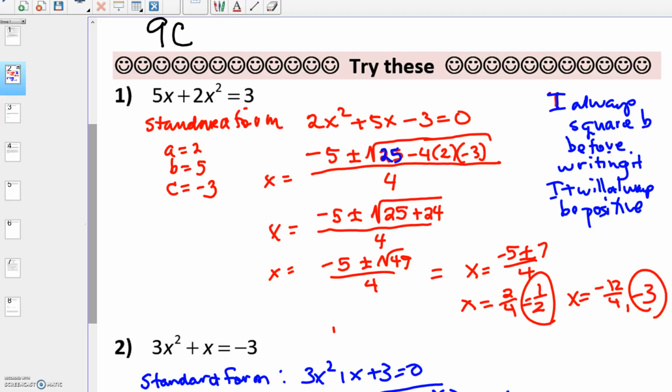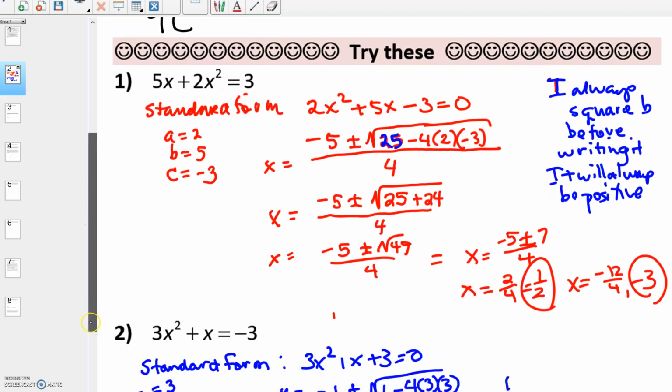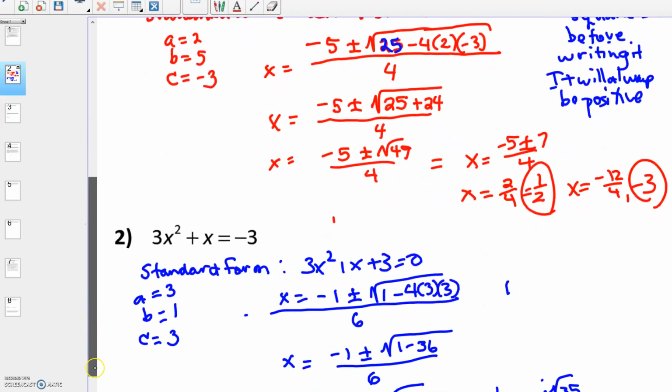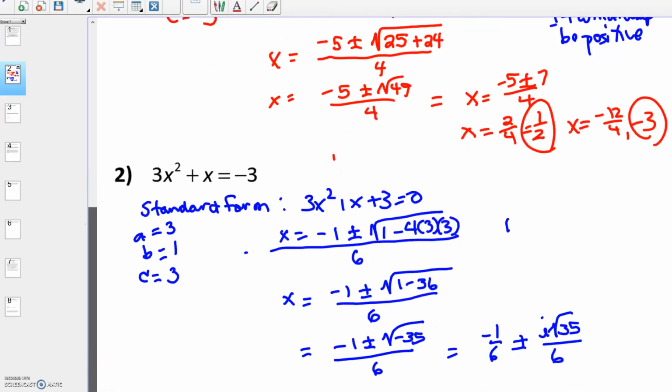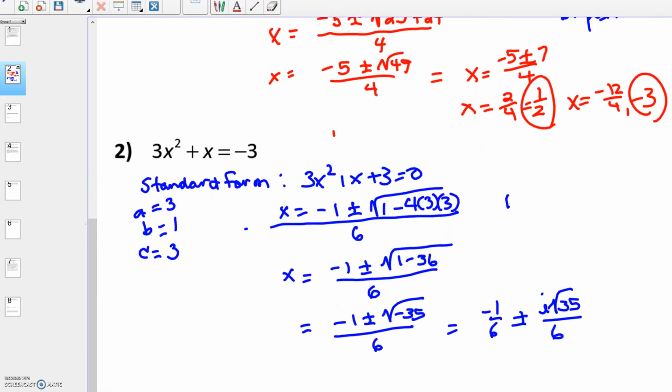So here we go. So here's the try these. Pause it and take a good look. You can see the answers. If you got the answers, you don't have to worry about it too much. So scroll down and pause it if you need to. And there's my two answers. You need to put it in standard form.